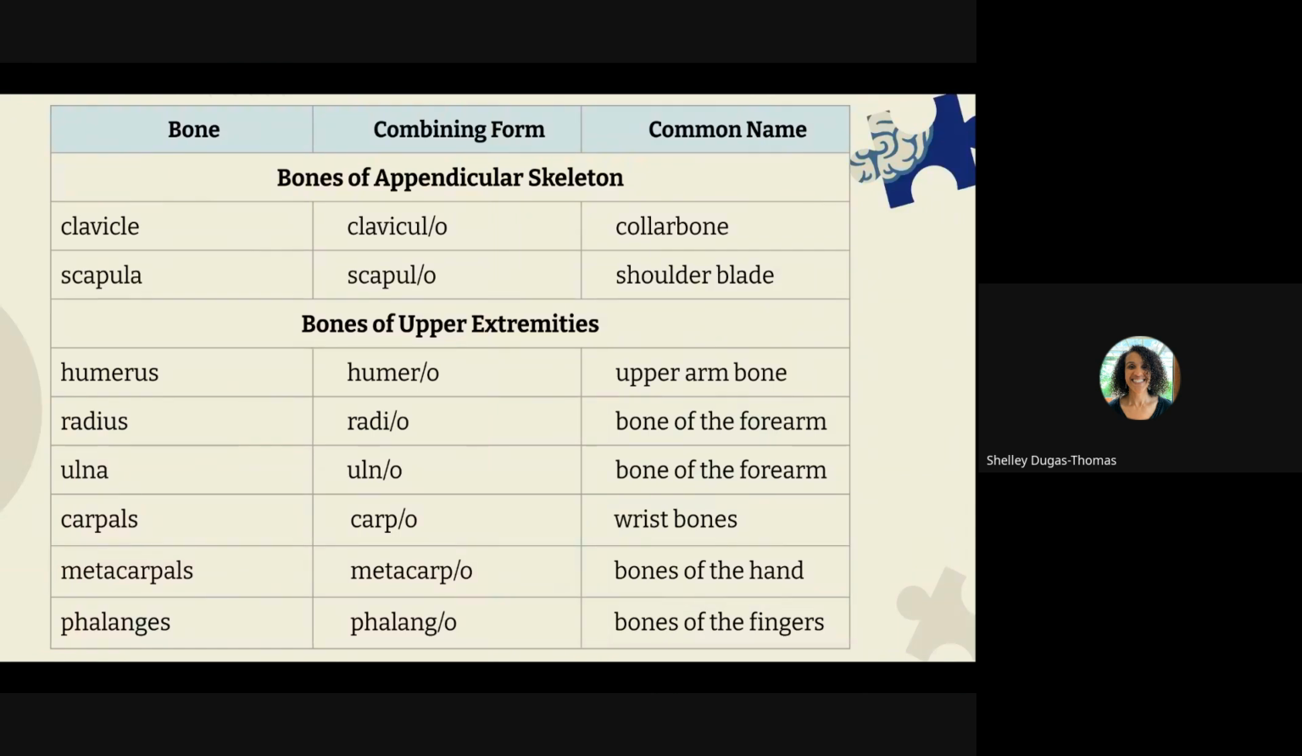So carpal refers to the wrist. Think of carpal tunnel syndrome. Phalangio refers to phalanges. So remember that phalangio stands for the bones of both the fingers and the toes, and you must look at the surrounding context of the medical report to know which limb is being discussed.